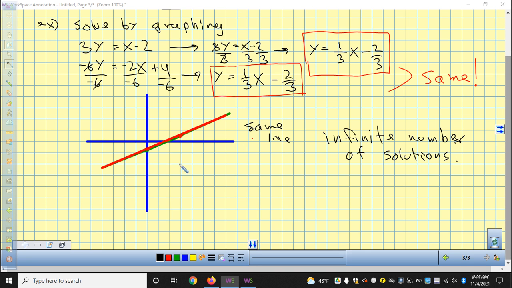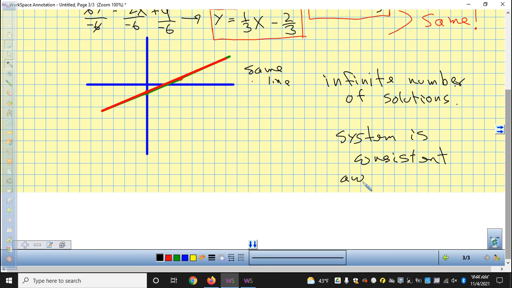When we get this kind of system, we say it is consistent because it has a solution, and dependent because we get an infinite number of solutions. These two are the same thing, so they're dependent on each other. So we say this system is consistent because it has a solution, dependent because they're the same line.